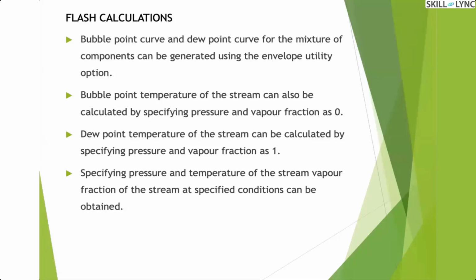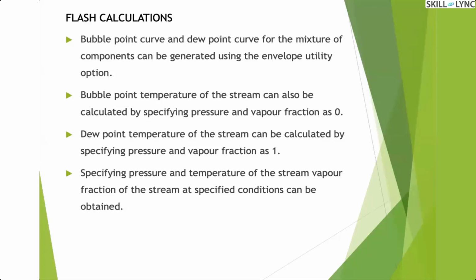And then next, the dew point temperature, the condensing temperature. You can specify the pressure and specify the vapor fraction as 1. By doing so, you will get the temperature calculated in the stream, and that temperature will correspond to your dew point. Any reduction in temperature beyond that point, it will start forming liquid, and any increase in temperature beyond that point, it will be in the completely vapor zone. So that is the dew point temperature.